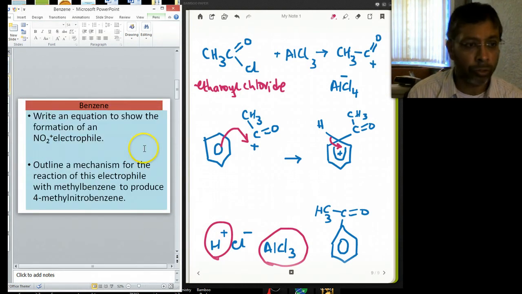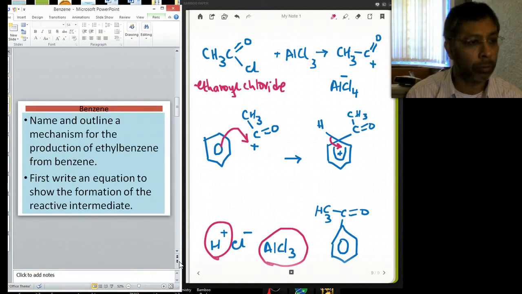Here's a question that you can try having done those notes. Write an equation to show the formation of an electrophile, which you can do now. Outline a mechanism for the reaction of this electrophile with methyl benzene to produce 4-methyl nitrobenzene. Have a go at that question. Look back at the notes.